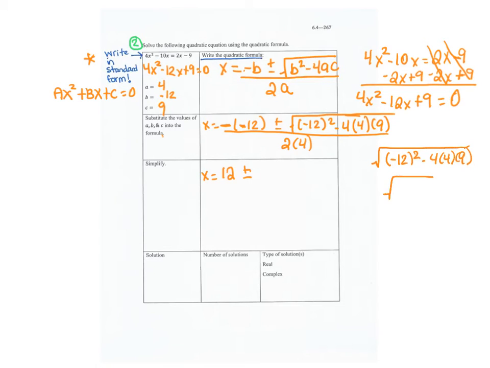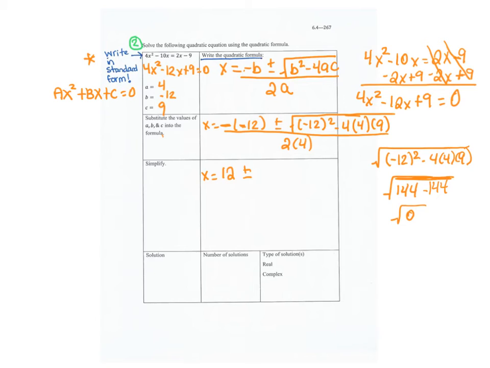So negative 12 squared is positive 144. Negative 12 times negative 12 is positive 144. And then 4 times 9 is 36. So then I have the square root of 144 minus 144, which is 0. Can I take the square root of 0?